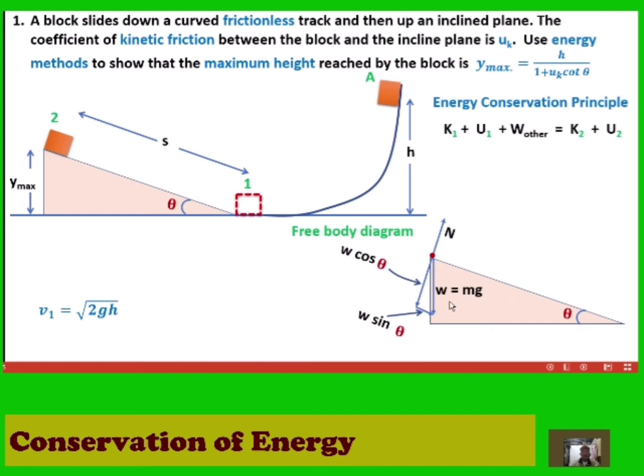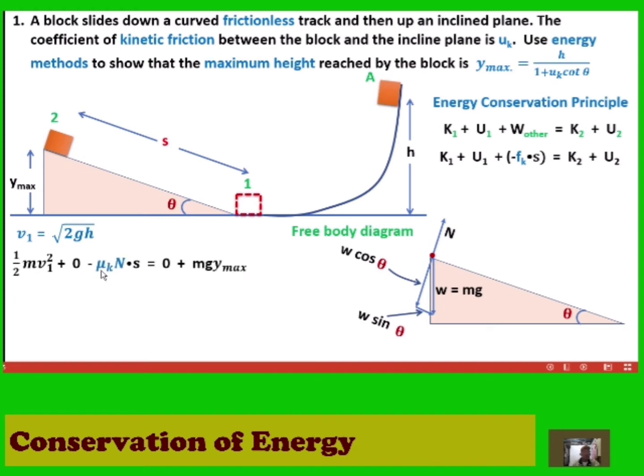At point 2, in the free body diagram, we have here the normal force, the weight directly downward, the component of the weight perpendicular to the plane, and the component of the weight parallel to the plane. The other work done is negative because the block loses its energy as it moves up to point 2. So this is negative. Work is equal to force times distance. The force is the force of kinetic friction, and it is equal to mu k times the normal force.